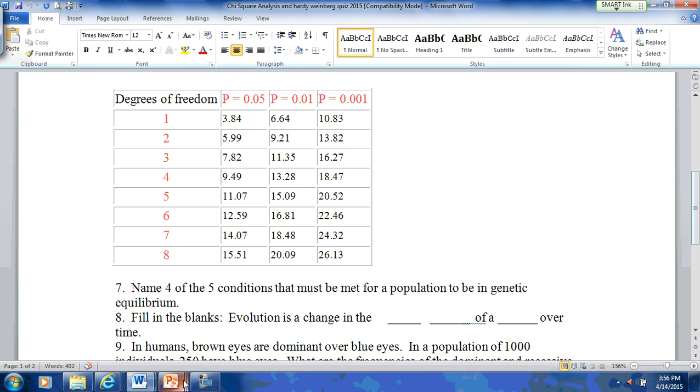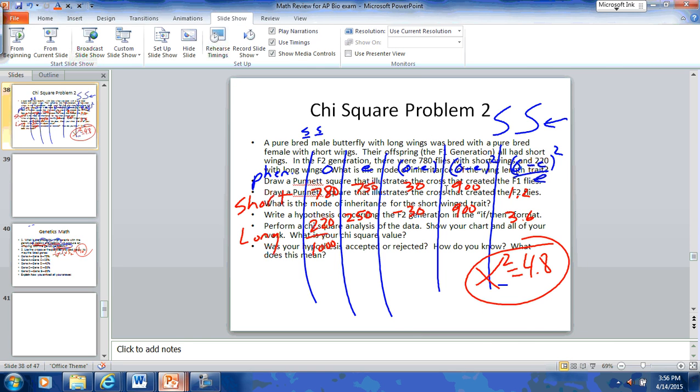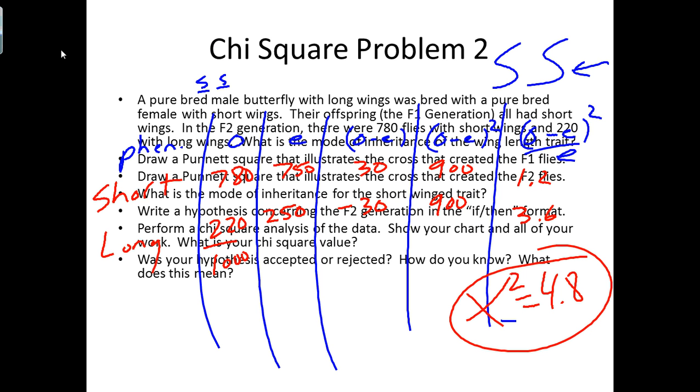So now let's go back to this PowerPoint. All right, so our chi-square value is 4.8. Our critical value is 3.84. Chi-square is bigger than the critical value. What does that tell you? We have to reject the null hypothesis, right? The null hypothesis is there's no differences between observed and expected. Since chi-square is bigger than the critical value, there are some pretty big differences, and the differences are too big to be simply due to chance.